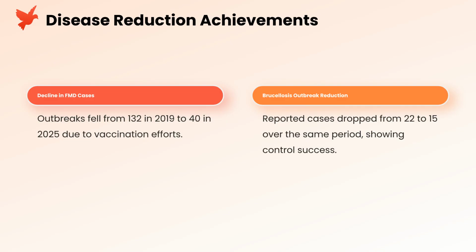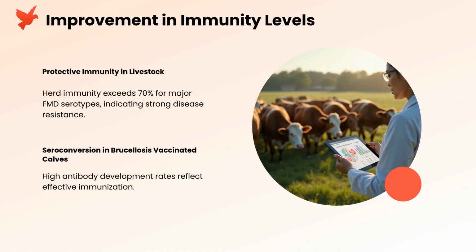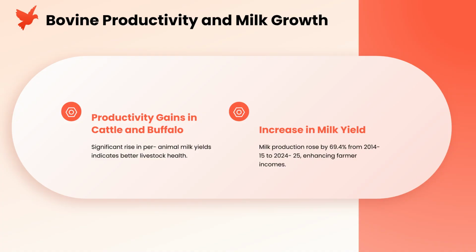FMD outbreaks have seen a sharp decline from 132 in 2019 to just 40 in 2025, while brucellosis cases have also dropped, highlighting the success of these control measures. Immunity levels in livestock have shown significant improvement. Herd immunity now exceeds 70% for major FMD serotypes, and high antibody development in vaccinated calves confirms the effectiveness of the immunization strategy. Enhanced livestock health has led to clear productivity gains.